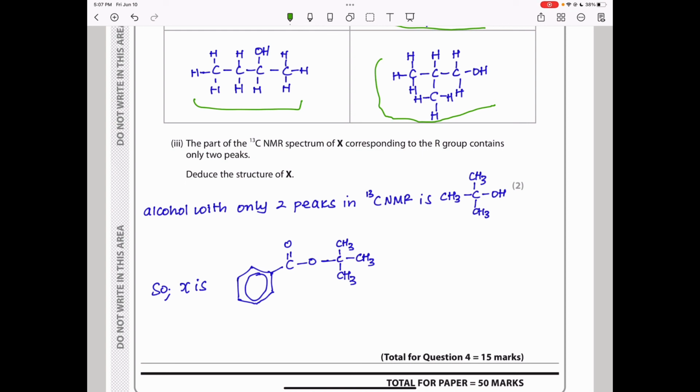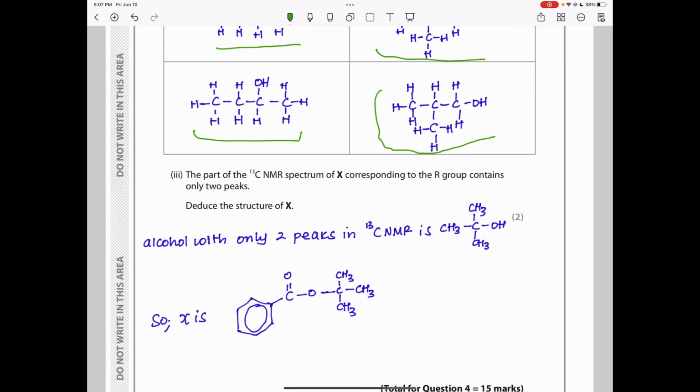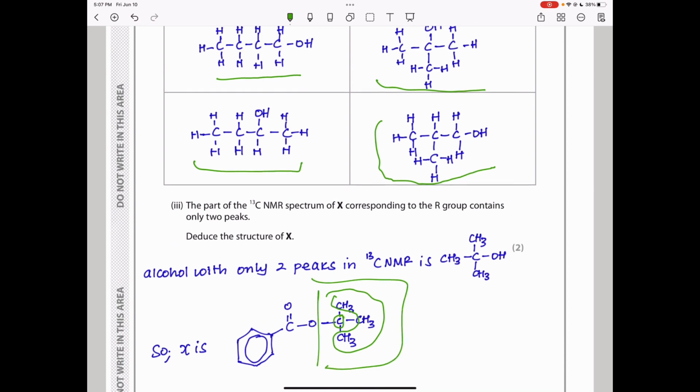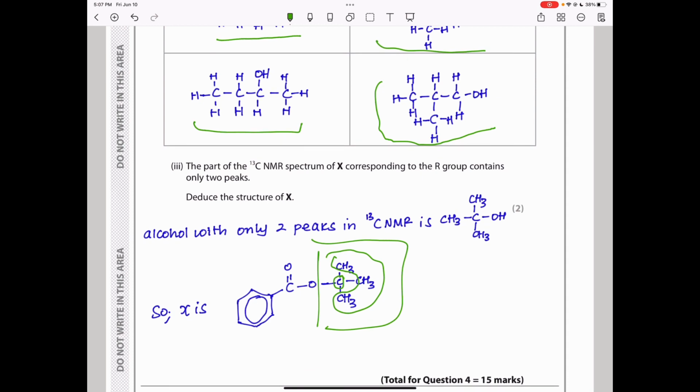Now, here we're looking at the structure of the whole thing. Remember, they have told us it contains only 2 peaks of carbon. So the carbon 13 NMR of X has R groups, and the R group contains only 2 peaks. So there is 1 peak in this part, and that part is the other peak. Remember, this is the R group. So it means it's only the tertiary alcohol that could be a suitable substance that would have produced only 2 carbon 13 NMR peaks. You can see this is peak 1 in carbon 13 NMR, and this is peak 2.